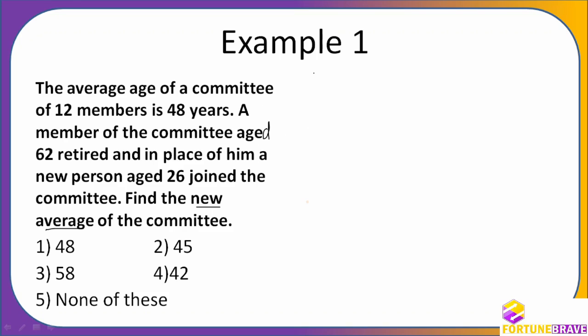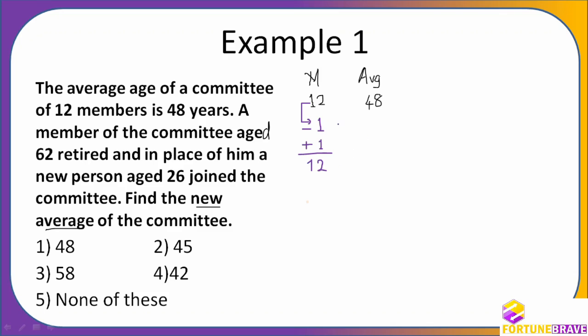So let us see what information is given. First thing is, how many members are there? 12 members are there. Then what is the average age here? The average age they have given is 48 years. Now out of these 12 people, one person goes out and one person comes in. So the total again will be 12 only.